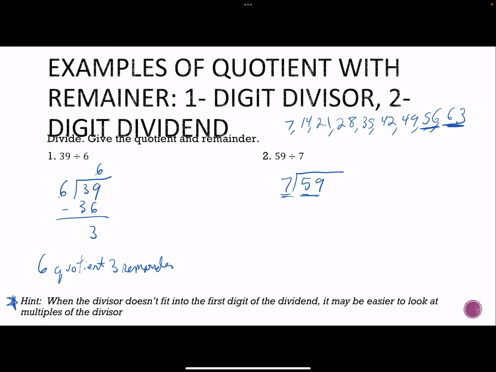So this must be 8. 8 times 7, so it fits in 8 times. 8 times 7 is 56. I subtract to get a remainder of 3. So 8 is my quotient, and 3 is my remainder. Basically, that's saying that 7 fits into 59 8 times with a remainder of 3.